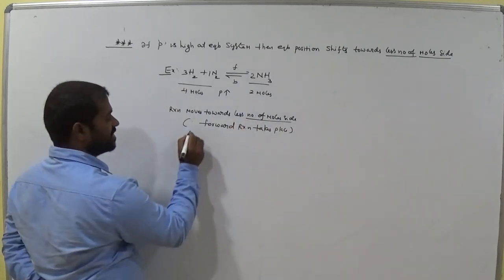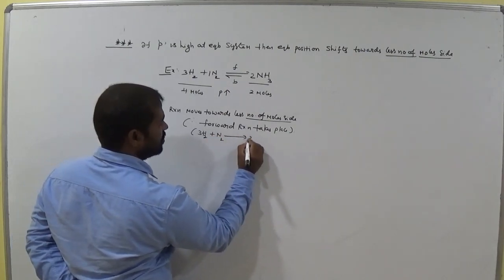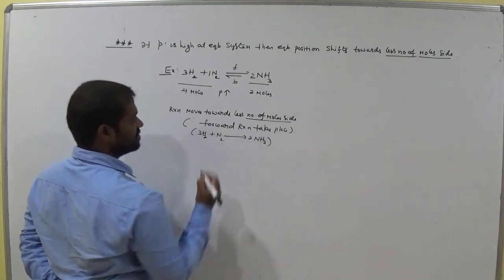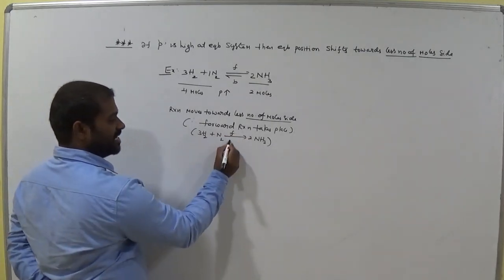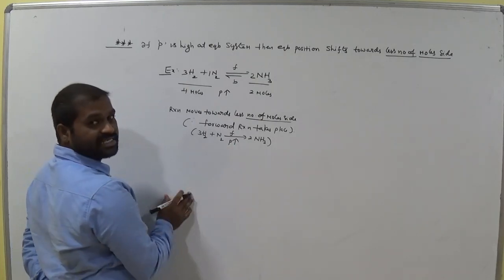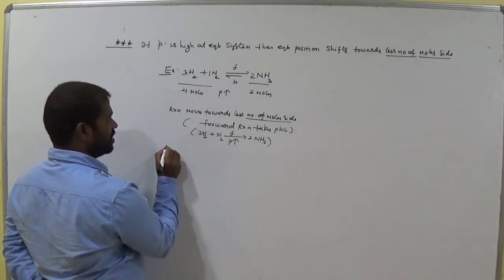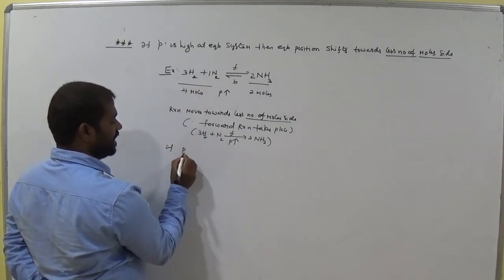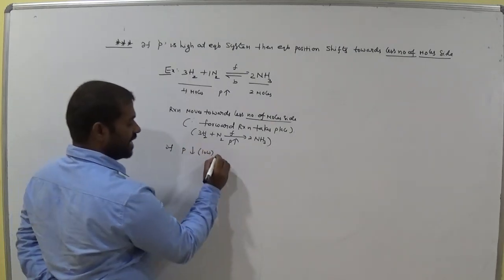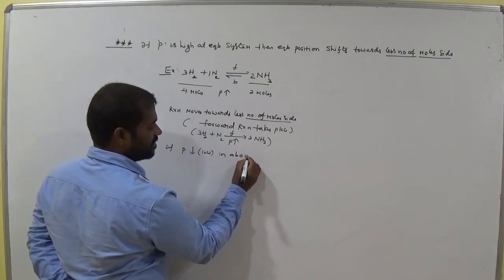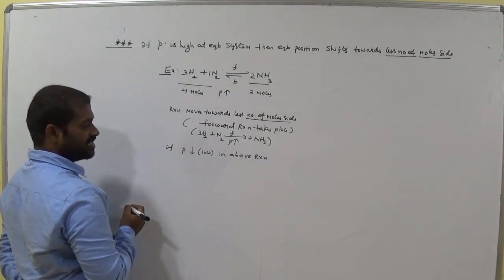Forward reaction takes place. That means 3H2 plus N2 gives rise to 2NH3. Am I right? Forward reaction only, at high pressure. Is it clear? And see one more example in this only. If pressure is low, at low pressure, in the above reaction, then what is the direction?